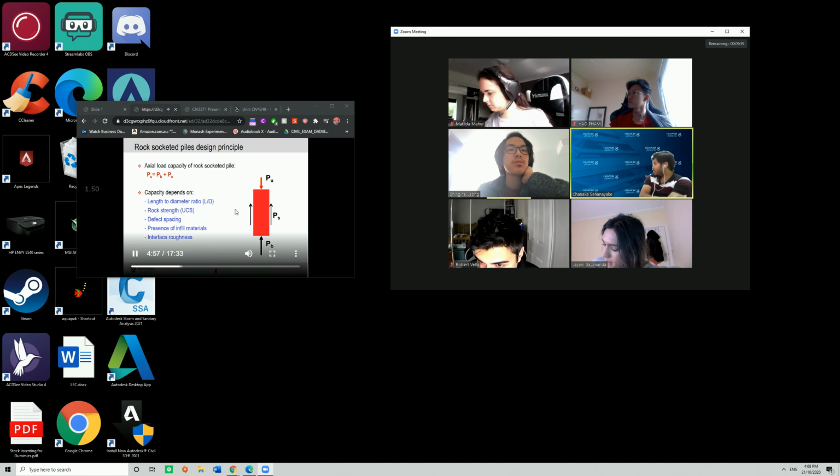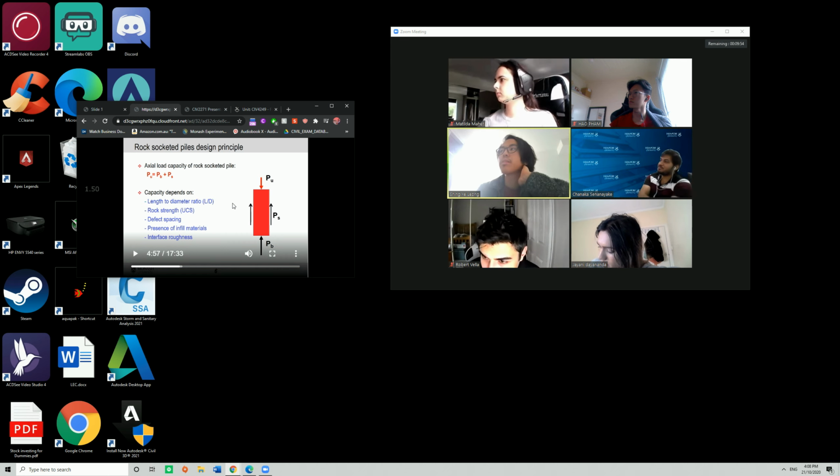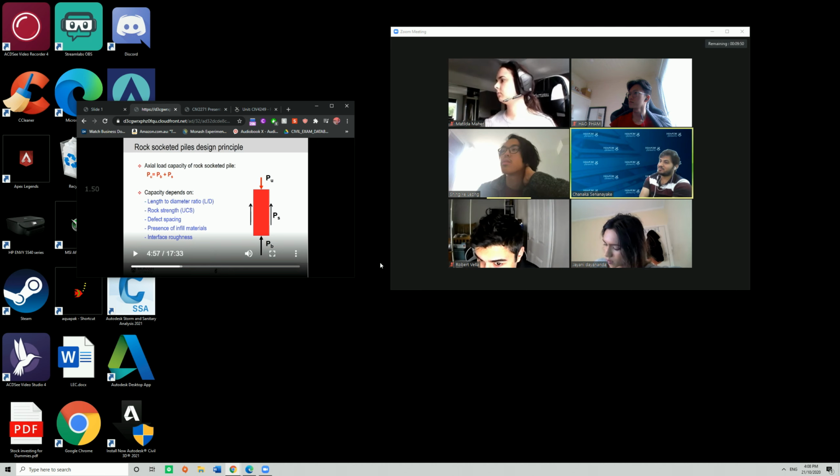Anyone find the socket length for this problem? Not yet. The what length? Length of the rock socket? Yes. Into the rock, is it? Yeah, into the rock. 3.1, I don't know if that's right.